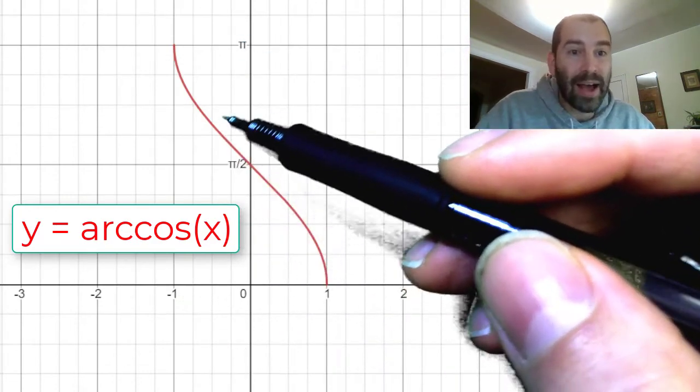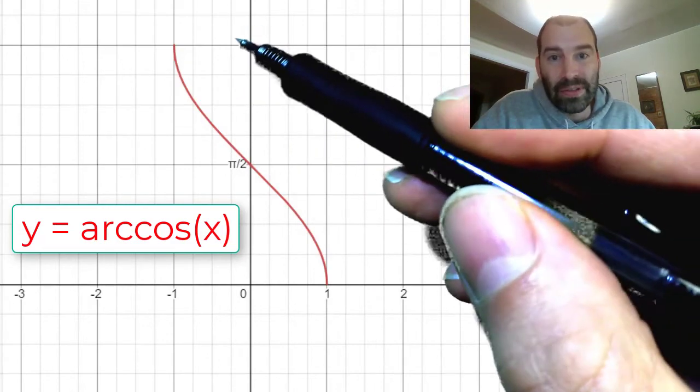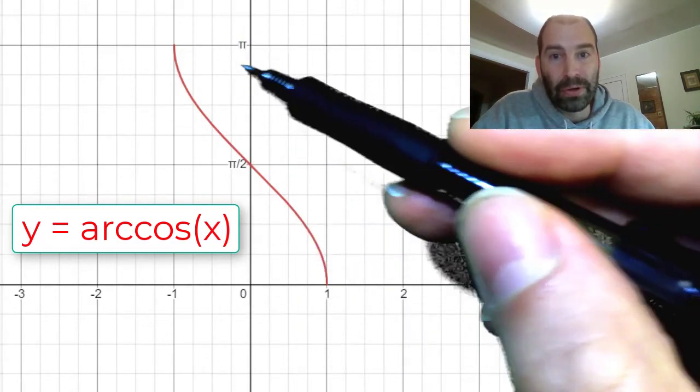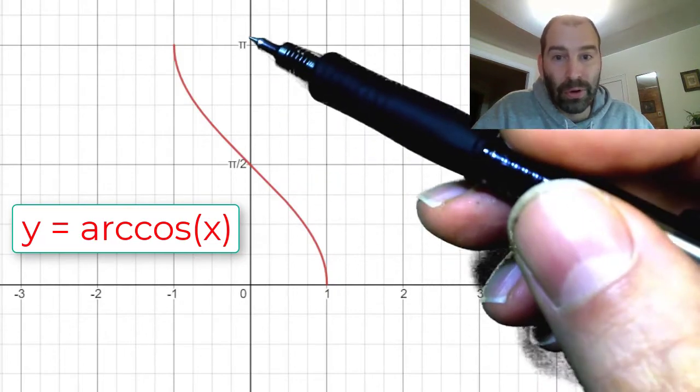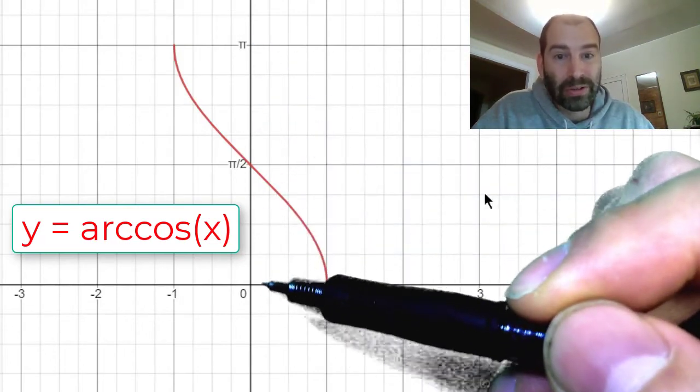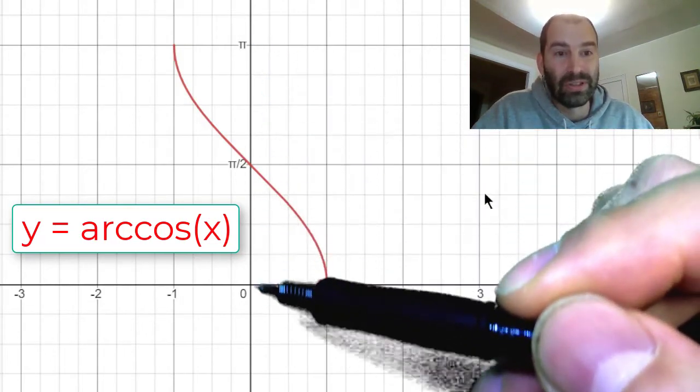And just like for sine, this range, 0 to pi, should be familiar to you from the last video. This was very important to us. When we compute arc cosine, we're always getting an angle between 0 and pi.